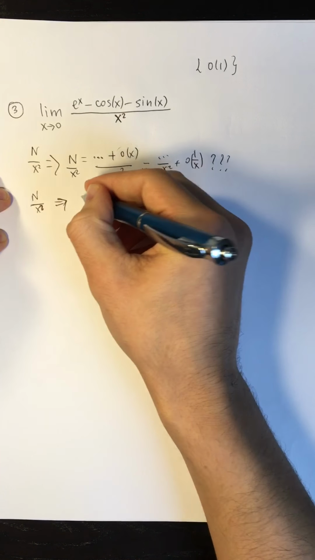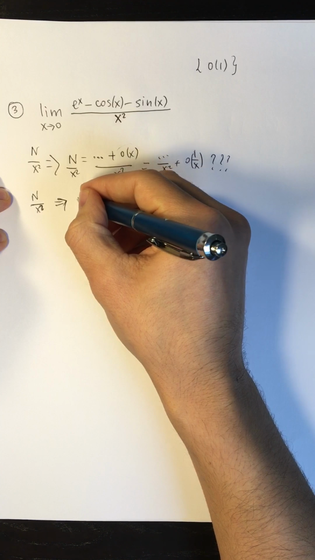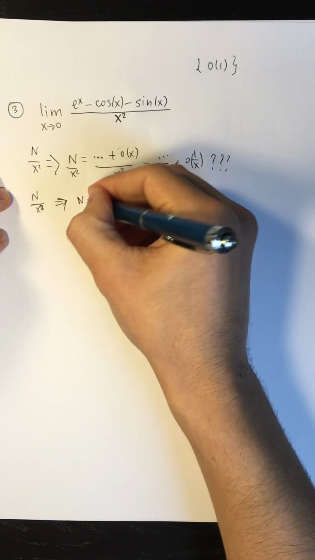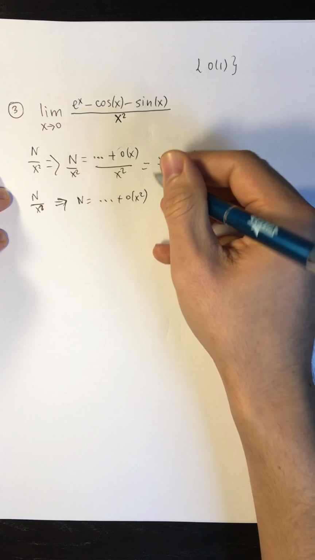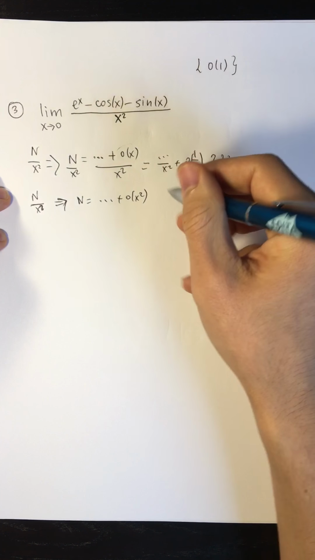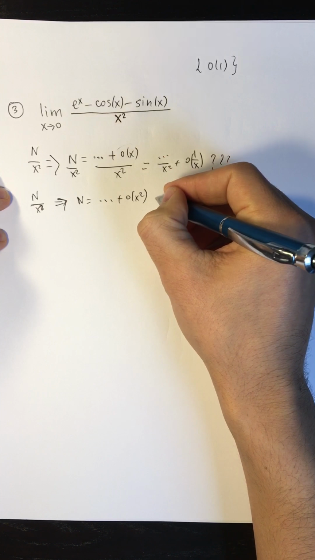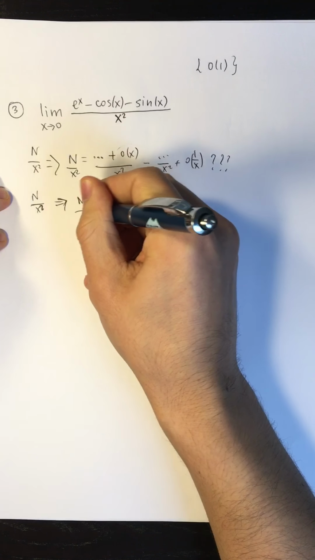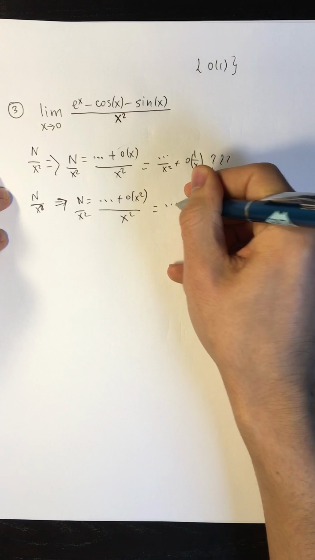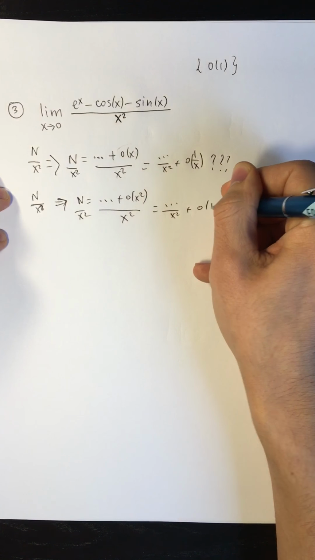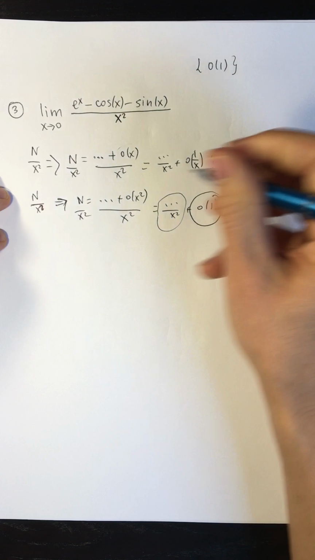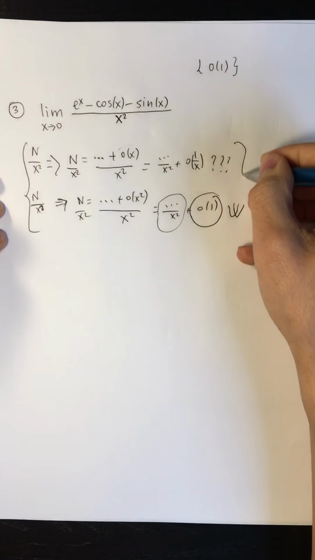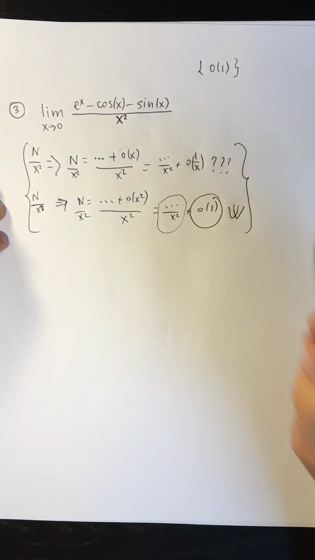Because I have x squared, I take the second order. If n is equal to something, something, something plus o(x squared), this is what's going on in my mind before solving this question. With o(x squared), if I divide it by x squared like this, I'm sure I'm going to have x squared plus an o(1). For this part I'm sure, but for this part I'm not sure, but it might work. This curly bracket means in my mind, okay?